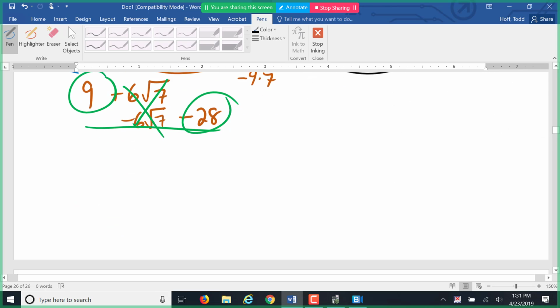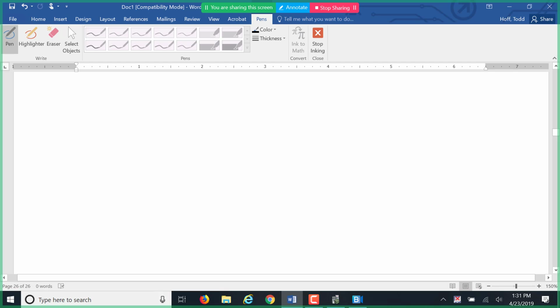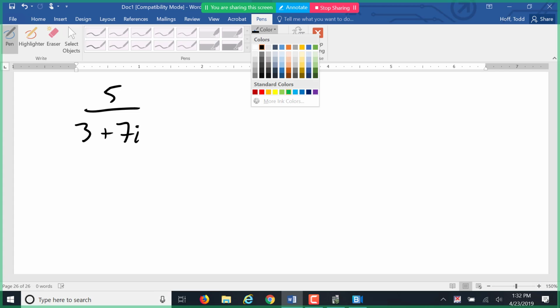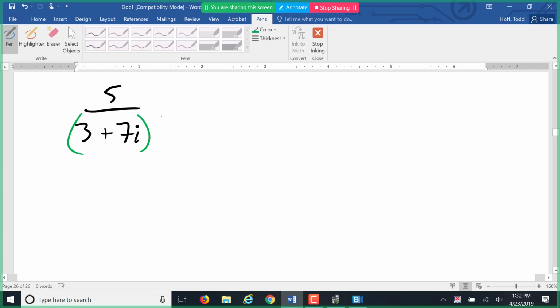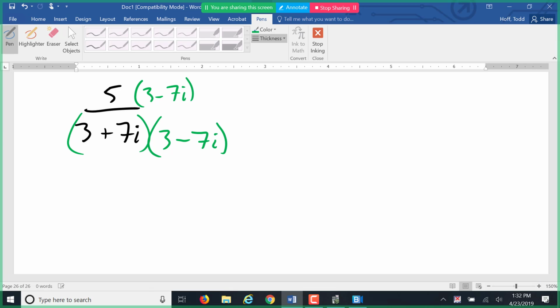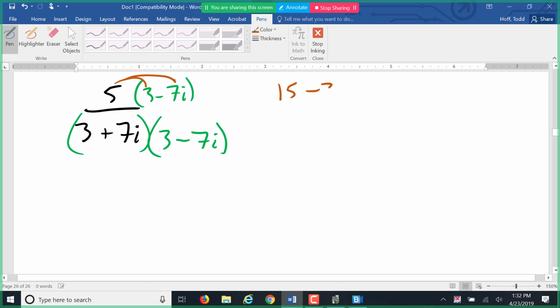We have to do the same process with our complex numbers. We might have 5 over 3 plus 7i. To rationalize that denominator, we multiply by the complex conjugate. The conjugate of 3 plus 7i will be 3 minus 7i. So 5 times 3 is 15. 5 times negative 7i is negative 35i.